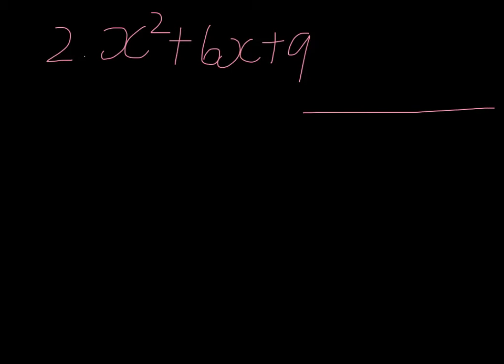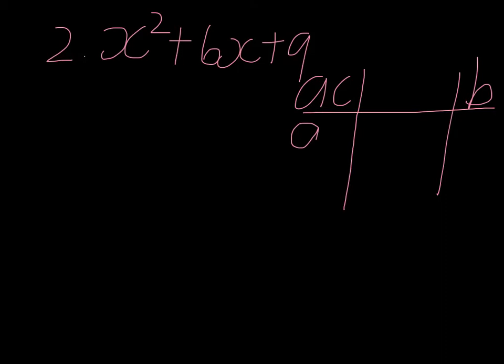This will be question 2. So we've got x squared plus 6x plus 9. We'll do our little table. We're going to work out a times c and b. We know for this a is 1 and c is 9. So a times c is going to be 9 and our b is 6.